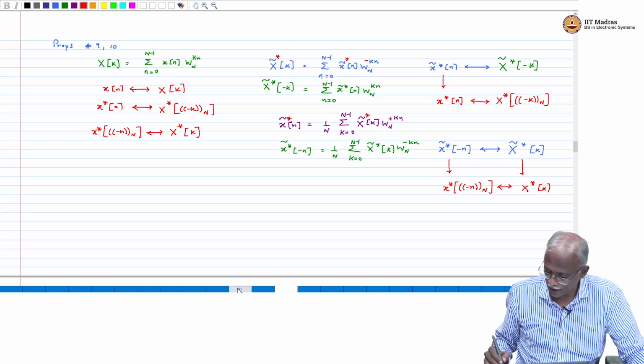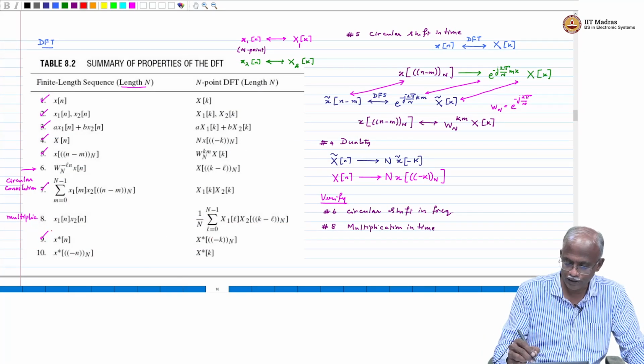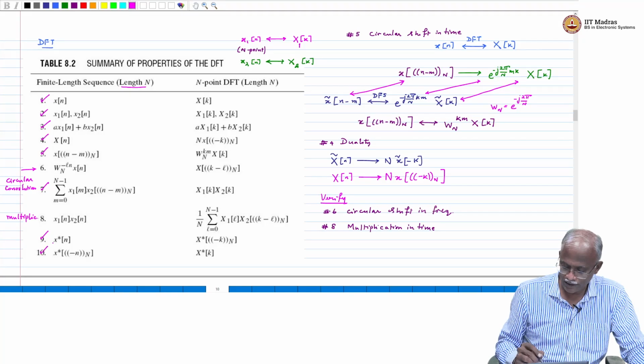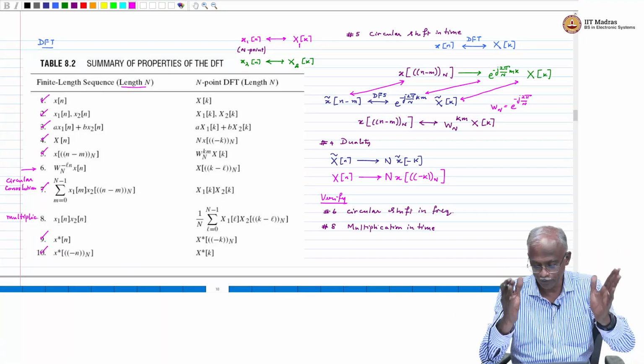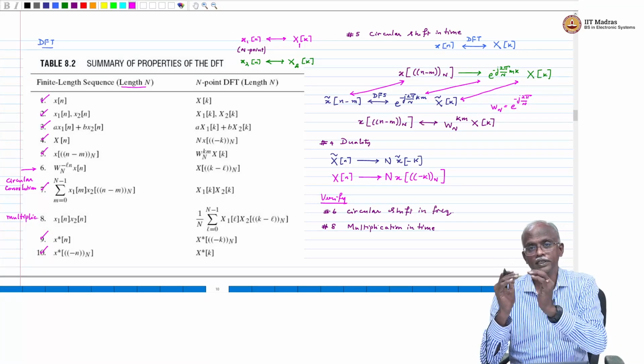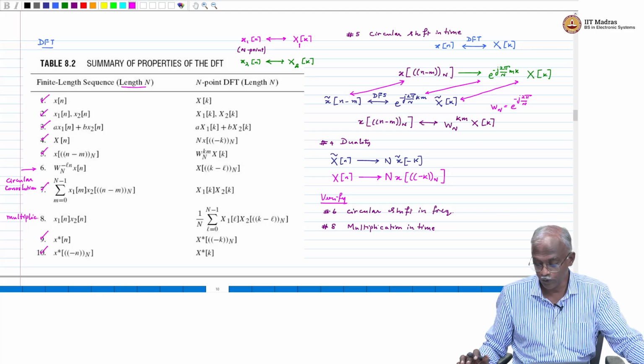Let me once again go back and make sure that you are comfortable with the two relationships that we have obtained. Again, we have used the corresponding relationship from the DFS, and then wherever the index was going outside the range, we have interpreted it as modulo N.